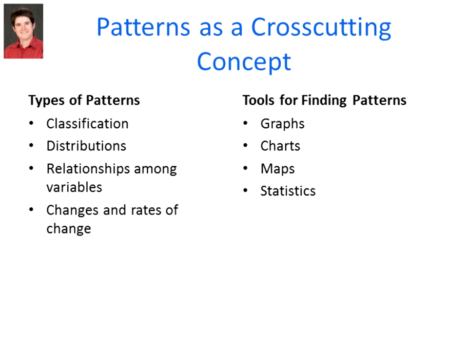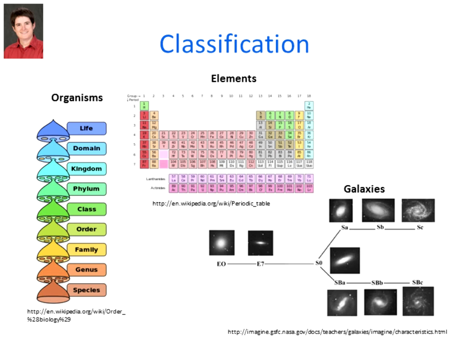So patterns are important across all disciplines of science, not just earth science. When we look across science, we see that there are patterns and the types of patterns that are useful in science. Each of these types of patterns helps us organize our observations, recognize categories, notice relationships, and see changes. And we can use many tools to help us see these patterns, such as graphs, charts, maps, and statistics. So I have just a couple of examples of things that maybe you might not have thought about as patterns before.